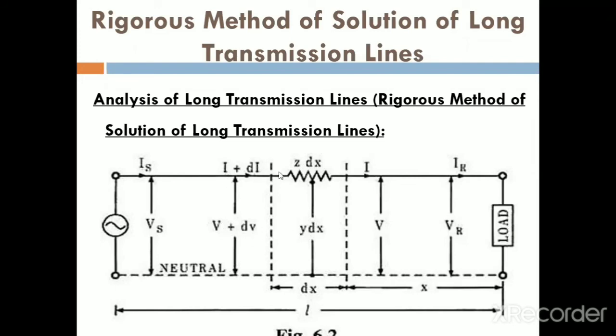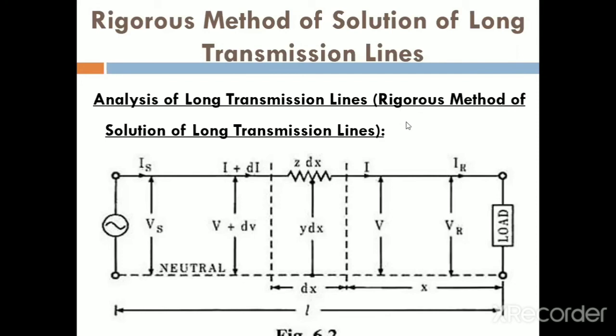I plus dI is the current entering this small length dx, and V plus dV is the voltage across this small length dx at the sending end side. V is the voltage across this small length dx at the receiving end side. I is the current leaving from this small length dx. VR is the receiving end voltage, IR is the receiving end current, VS is the sending end voltage, and IS is the sending end current. This is the equivalent circuit diagram for the calculations of the rigorous method.